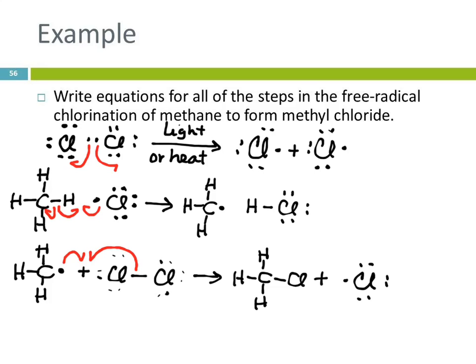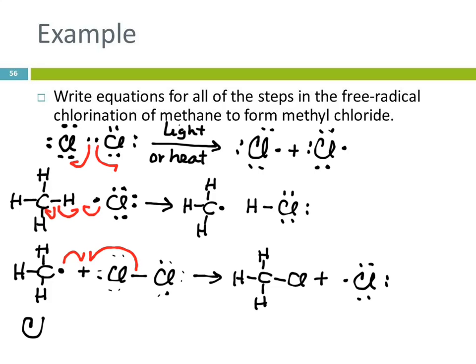Now, could it form dimethyl chloride? I mean, or dichloromethane? It could, but we're not going to worry about that. And then how's this eventually going to come to an end? Two radicals combining with each other.